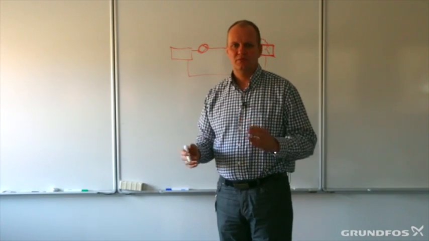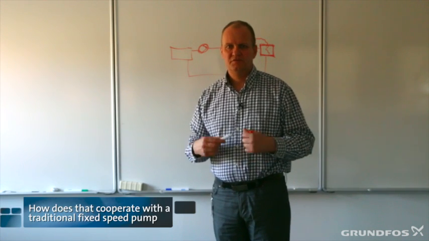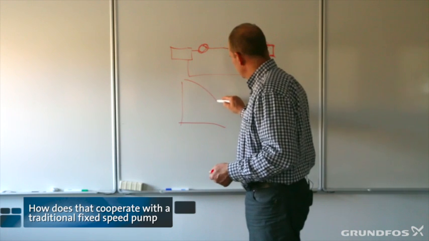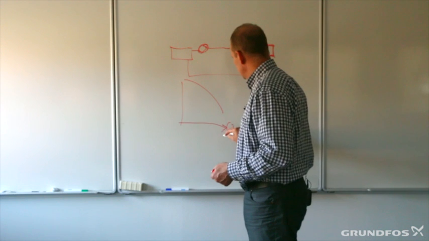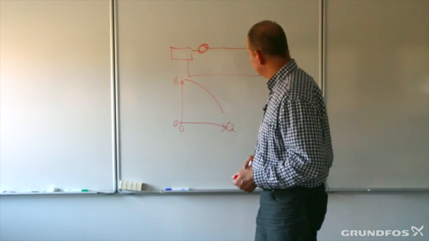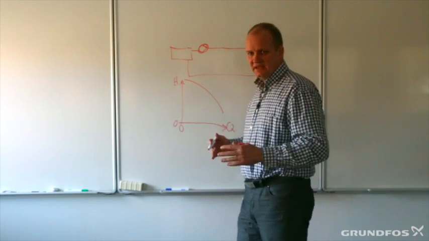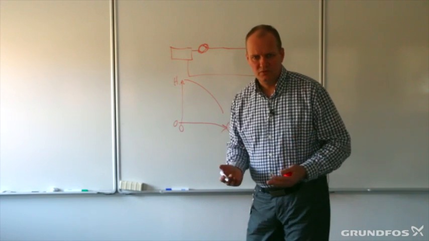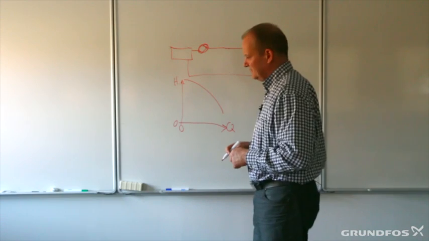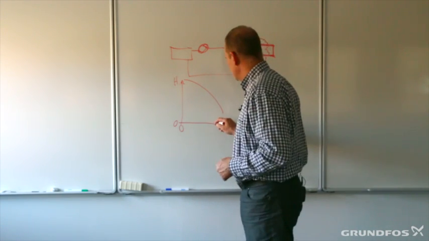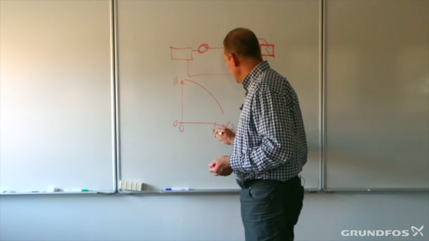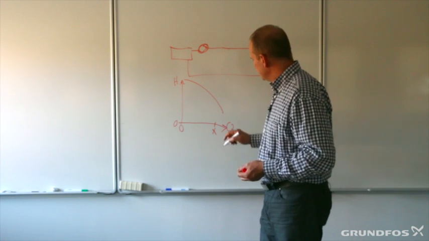Okay, how does that cooperate with a traditionally fixed speed pump? First, we draw a pump curve which is looking something like this. We circulate some flow. We have our pump curve as we know it, and the calculation of how much water we need to circulate is done very traditionally. We calculate the maximum cubic meter per hour or gallons per minute or liters per second, whatever we prefer. But it could at least be something like this.